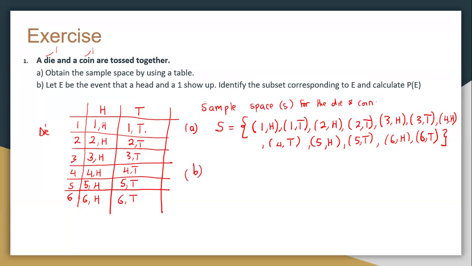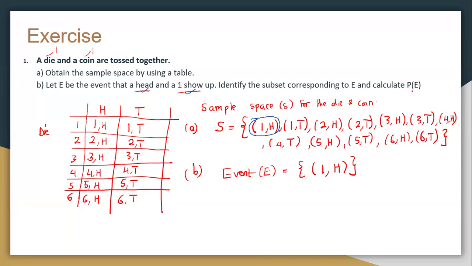Then Roman B, they asked that let E be the event that a head and a 1 show up. That means that when you look at the outcomes that we have obtained, you check where you are able to see a head and where you are able to see a 1. The only one I'm seeing is this one, 1 and H. So I'll come here and say the event, which I can call E, is E = {1H}. That is the subset, because we say that an event is a subset of a sample space.